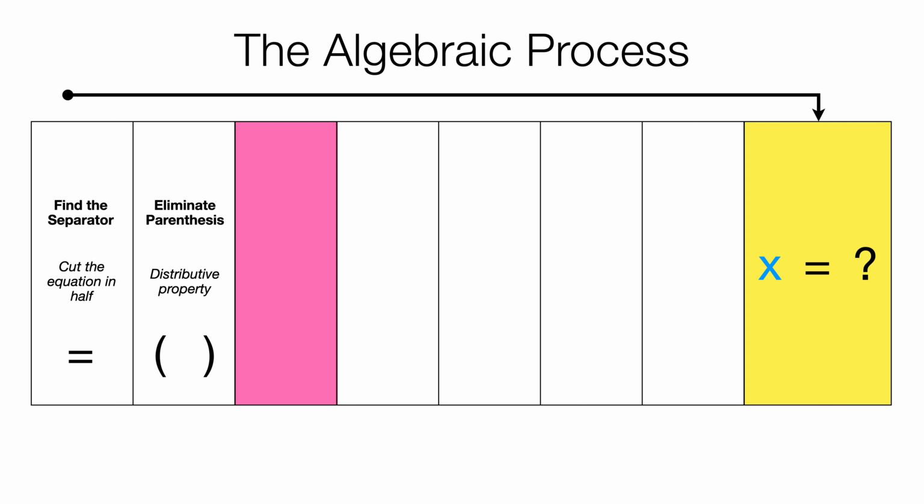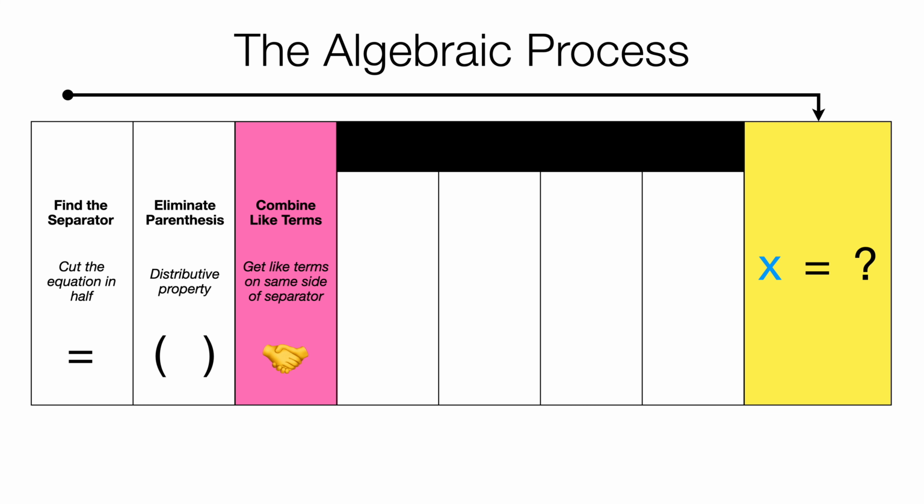Once you have eliminated all parentheses, you're going to combine the like terms. Any terms that are alike, you're going to combine them and make sure that you get them on the same side of the separator. Once you've done that, now you can move into the canceling out process where you're going to cancel out using inverses, but you've got to remember to do it in this order.